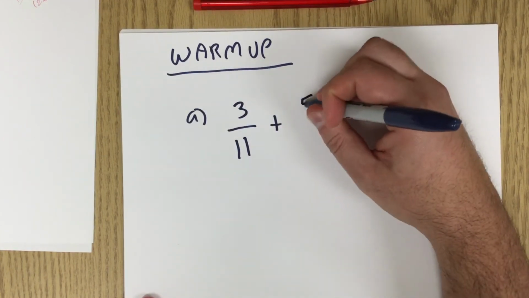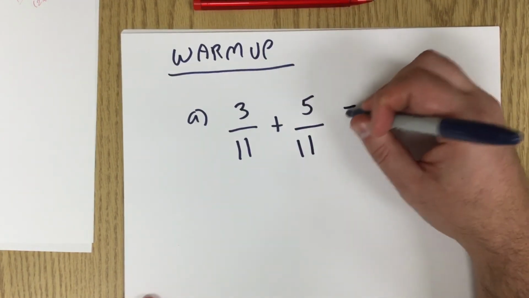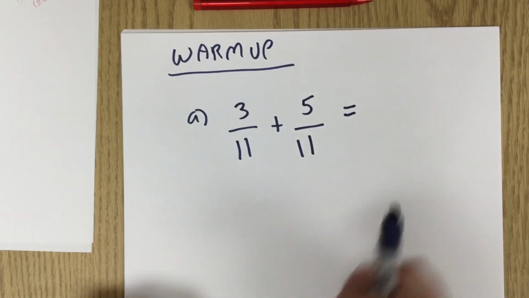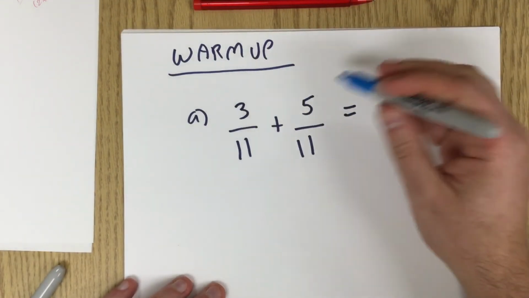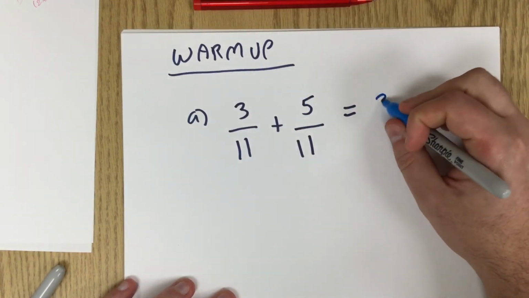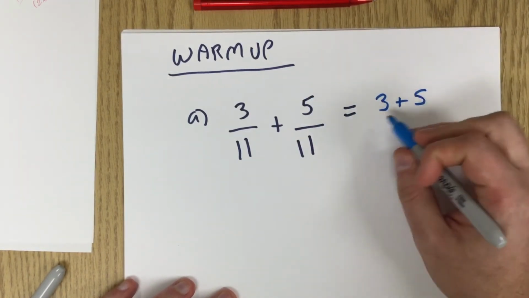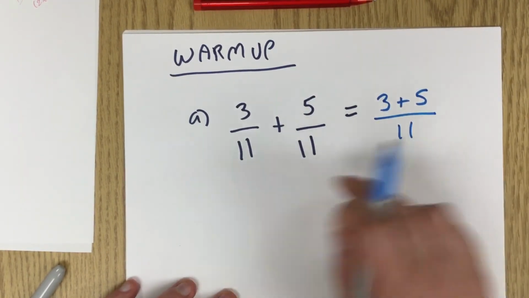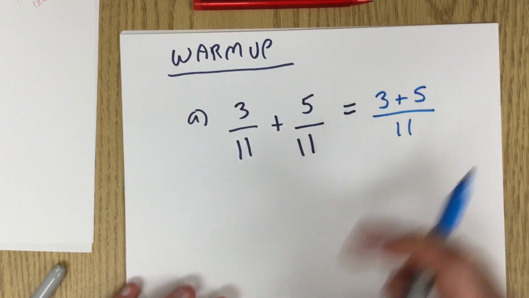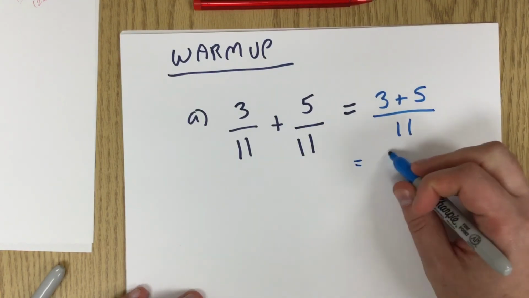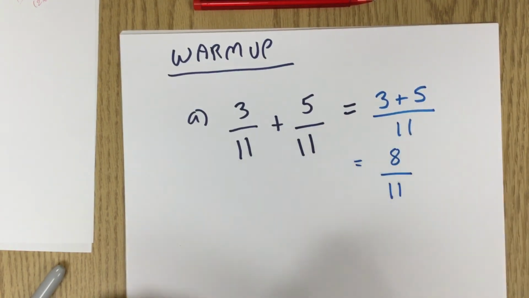So 3 over 11 plus 5 over 11. Unlike multiplying, where we multiply across, that's not what we do here. What we do is say, if we have 3 11ths plus 5 11ths, that's like 3 plus 5 all over 11, and we only write that once, right? So 3 of those plus 5 of those is 3 plus 5 of those, which is 8 over 11.